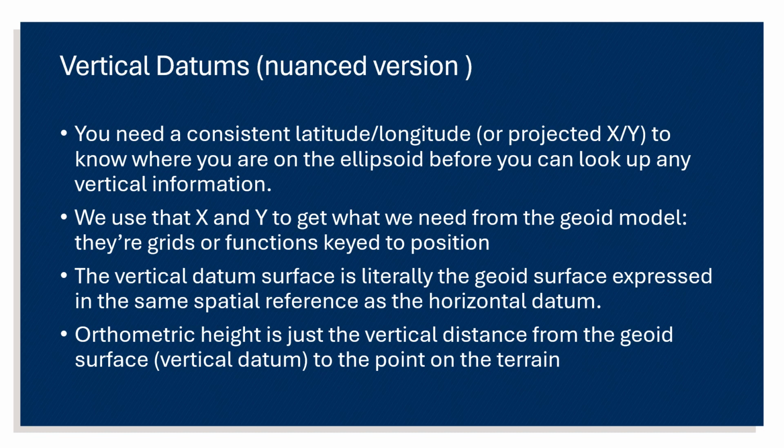In other words, it's programmed so that for every location on one model, you harvest the other variable from the other model. Orthometric height is just the vertical distance from the geoid surface to the point on the terrain, like we've explained.